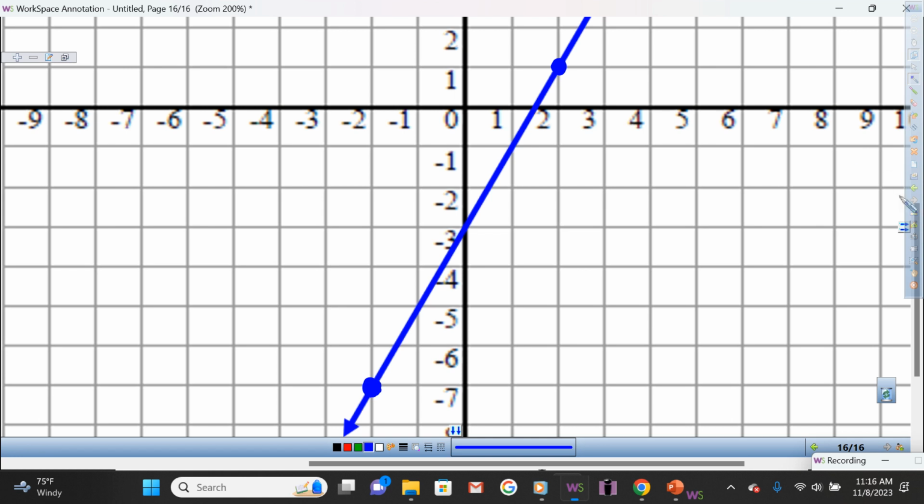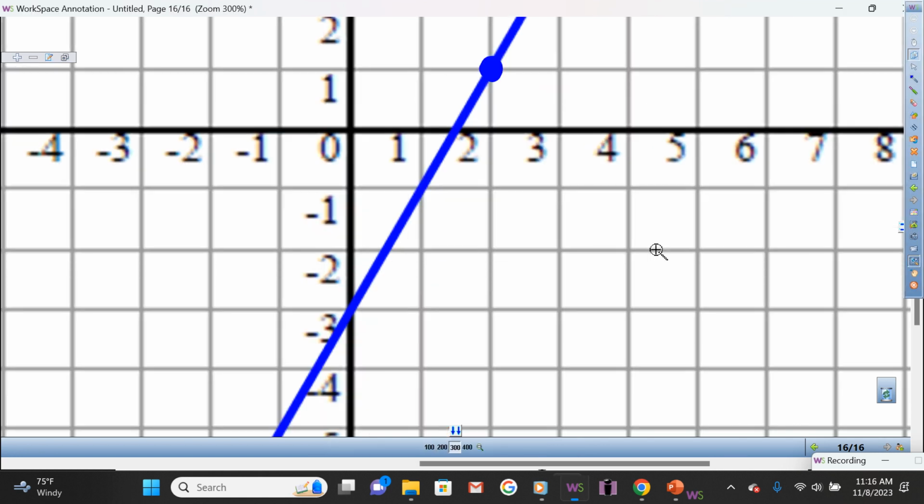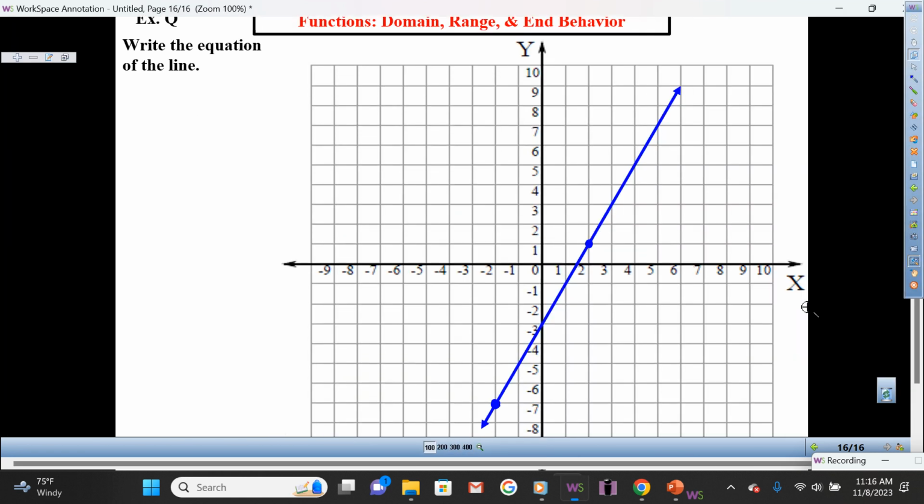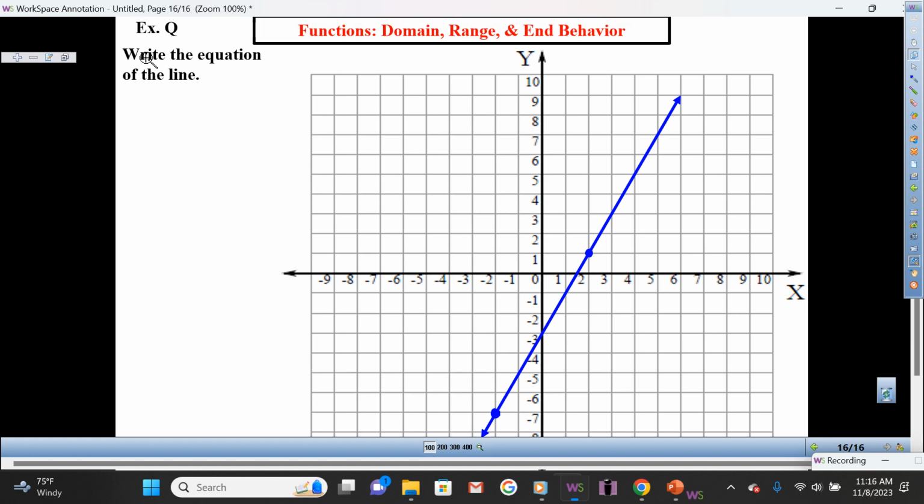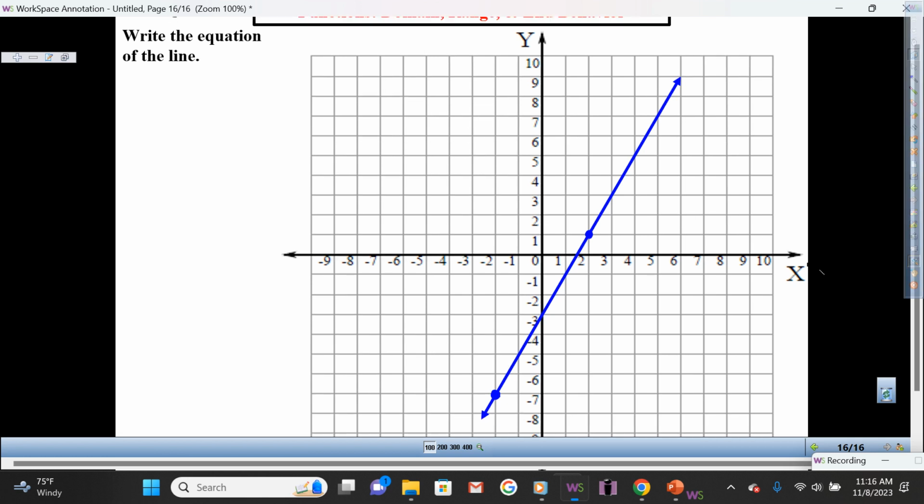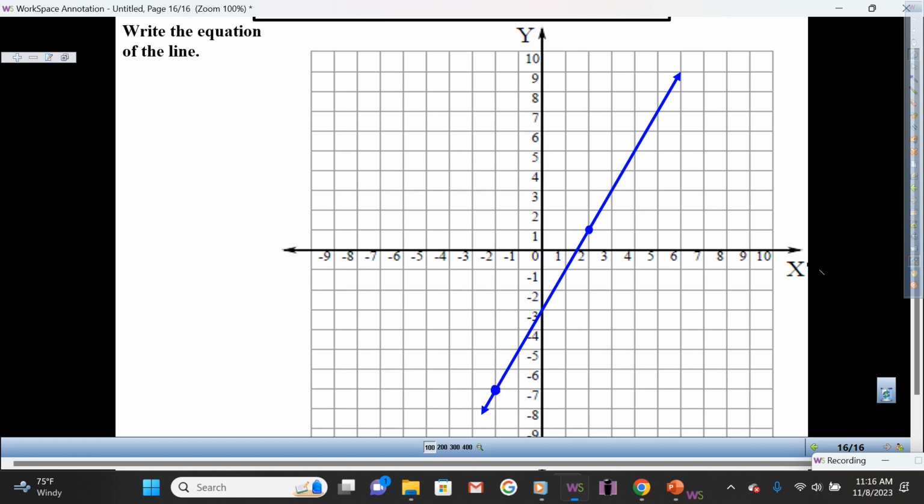Okay, I'm going to zoom out. So make sure you stretch your line as far as you can. This is example Q. You're going to write example Q, and then at the top left, write the equation of the line. There you go. So here we go. Let's do this one together. And Jaden in the house.